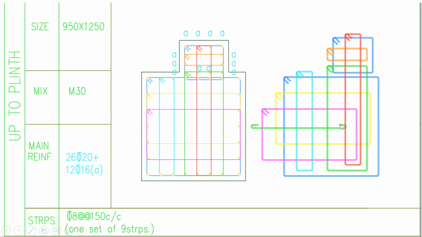And these are the lateral ties. Now you can see how many lateral ties there are. That is also mentioned here. That is one set of 9 stirrups. That means all this comprises 9 lateral ties. Then one set. If you want, we can try to count it. This is one. This is second.